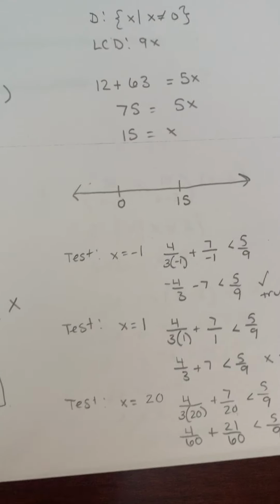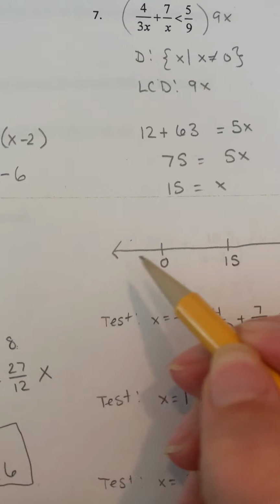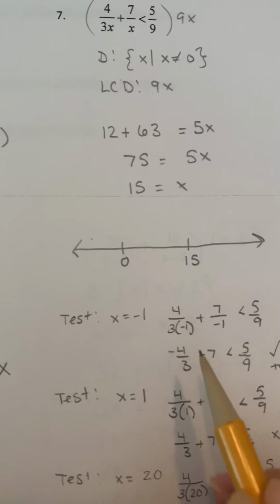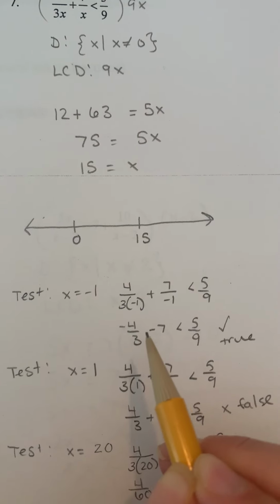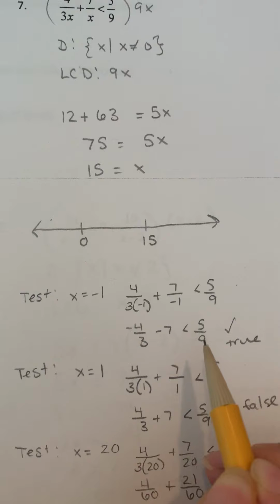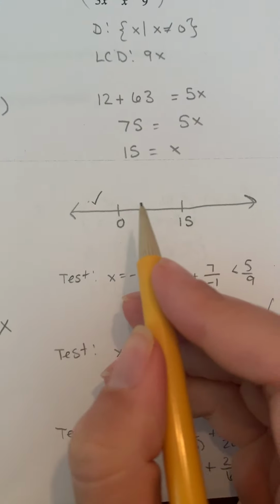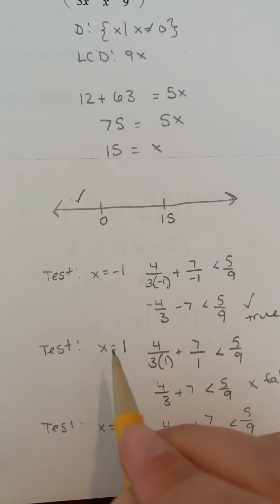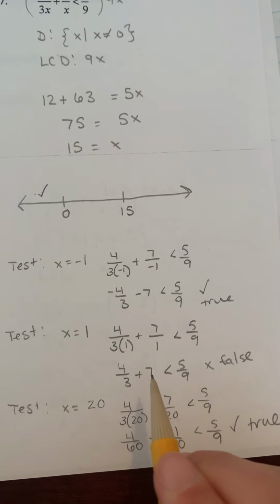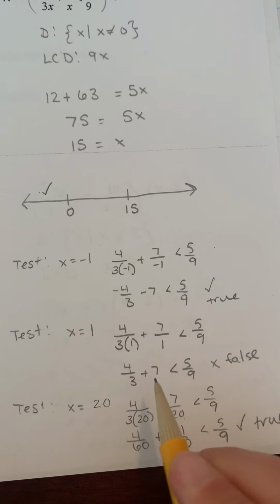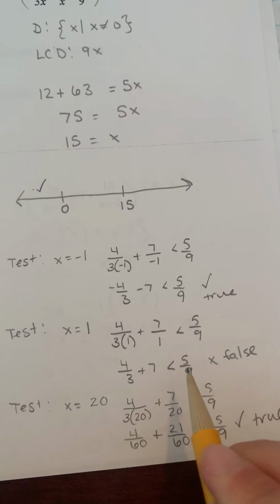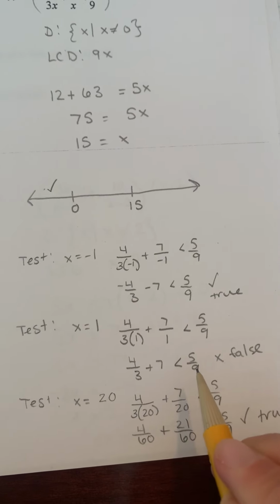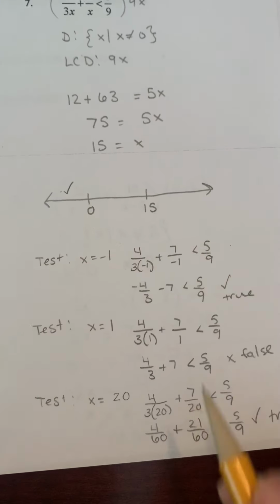I now put test values in. So I'm going to pick something less than 0. I picked -1. And you can see I plugged in all of that and calculated. And that was true. A negative number is going to be less than a positive. So this was true. Put a check mark up here. Then I tested between 0 and 15. I plugged in a 1. That gave me 4/3 plus 7 is less than 5/9. Well, just looking at this, it's going to be over 8, right? And this is not even 1. So this is false. This number is not less than 5/9. So it's not between 0 and 15.